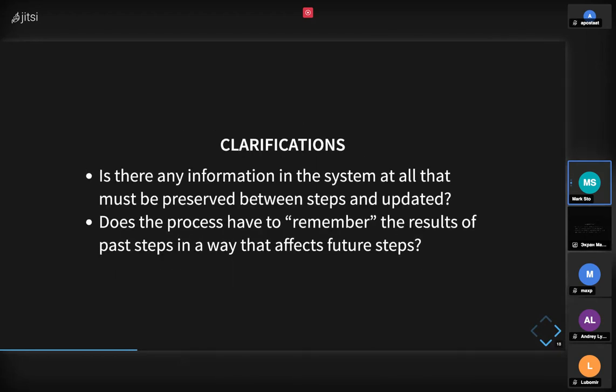So the clarifying questions here are: is there any information in the system at all that must be preserved between steps and updated over time? It can be any current value of anything. Current settings or configuration, current task progress, current working set, like entities in memory. It can live anywhere. It can be in memory, in the file system, in a database, or in any other external system. Does the process have to remember the results of past steps in a way that affects future steps?